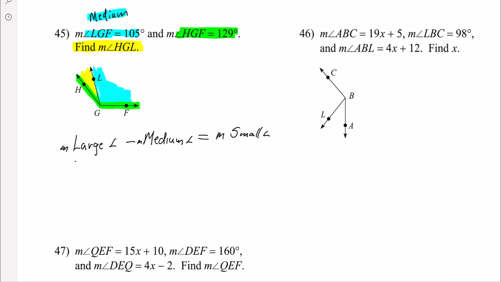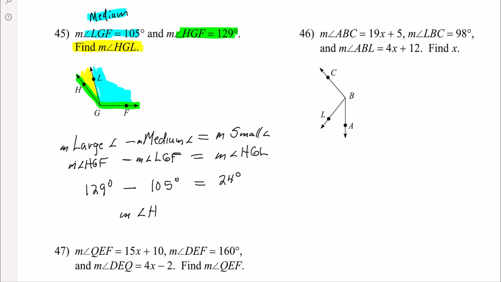So the large angle is the measure of angle HGF, and that's 129 degrees. Subtract the measure of angle LGF, and that's 105 degrees. And then we're going to find the measure of angle HGL. So 129 subtract 105, looks like that leaves 24 degrees. So the measure of angle HGL is 24 degrees.